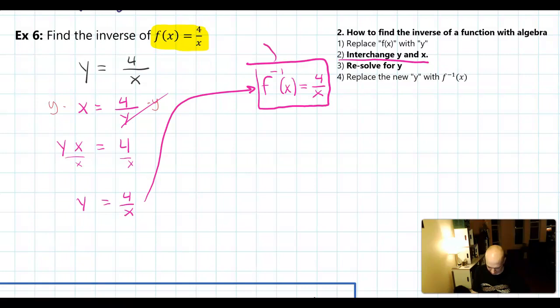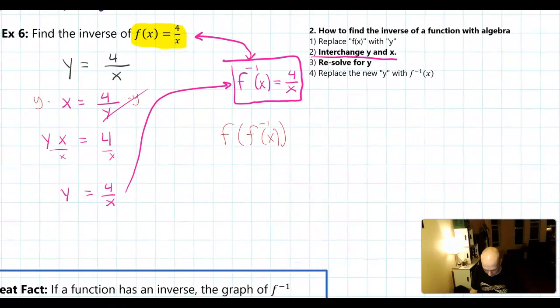But an interesting thing has happened. That was actually the same as the original function. So we have now uncovered a function that is its own inverse. How neat is that? And let's actually check that. So f of f inverse of x, and since they're the same, I'm really just checking both directions in one step. So if f of x is 4 over x, so it's 4 over, and then I put the inverse equation, 4 over x.